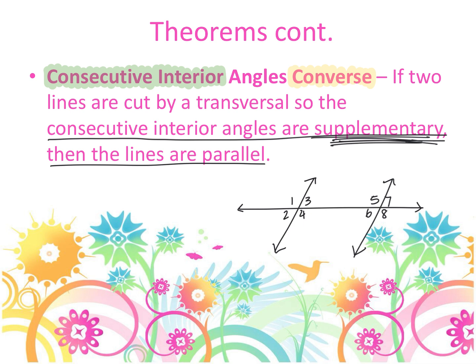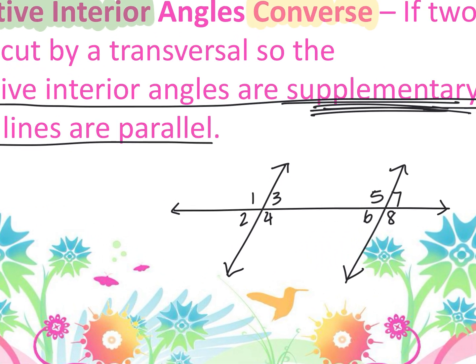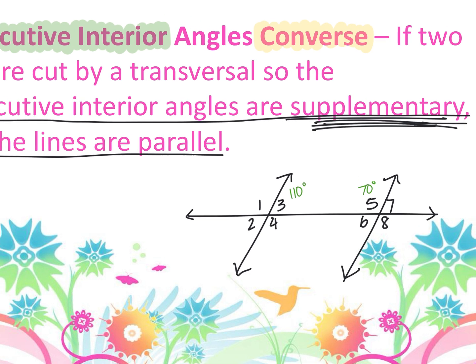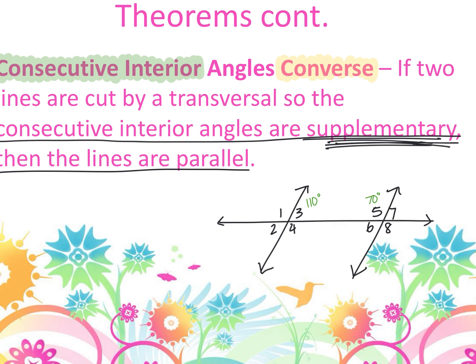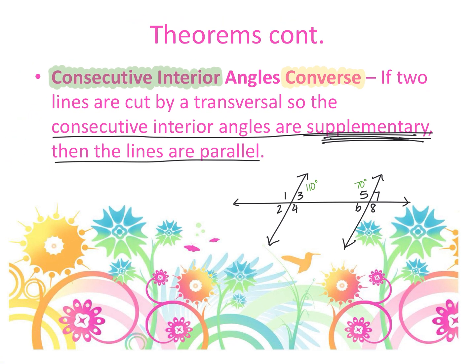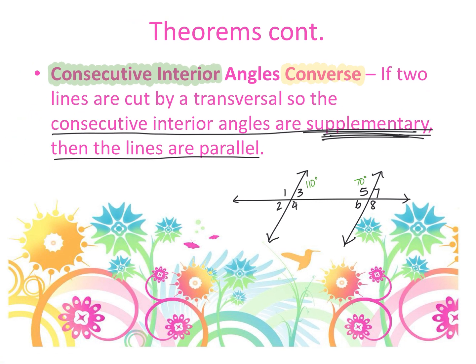3 and 5. Good, 3 and 5. Am I going to draw congruency marks? No, they are not congruent, so I'm just going to give you some measurements. Let's say this one was 110 and this one was 70. Keep in mind, they're always the two, I wouldn't say adjacent because they're not really next to each other. They're the two on the same side of the transversal on the interior of my two lines.